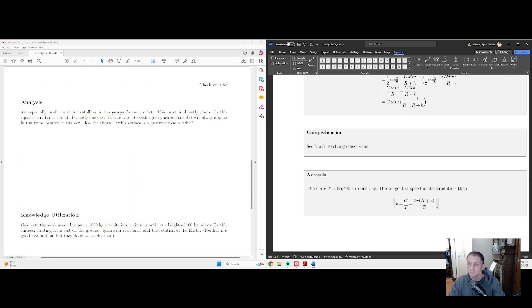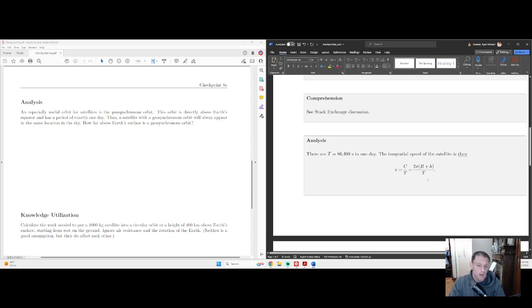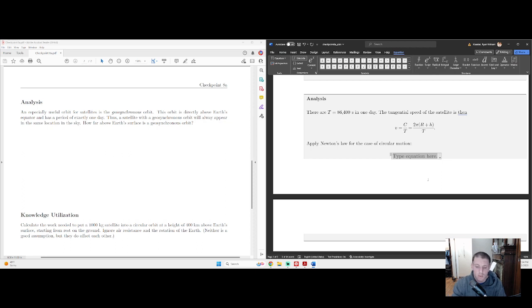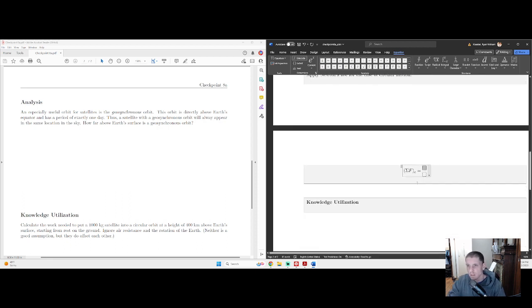So you have that, and then what we do is apply Newton's second law for the case of circular motion. What this looks like is the net force in the centripetal direction is going to be the gravitational force, G M m over (r + h) squared, and this is going to be equal to m v squared over (r + h). We're just thinking back to week 3 or 4, whenever we first started talking about centripetal motion.